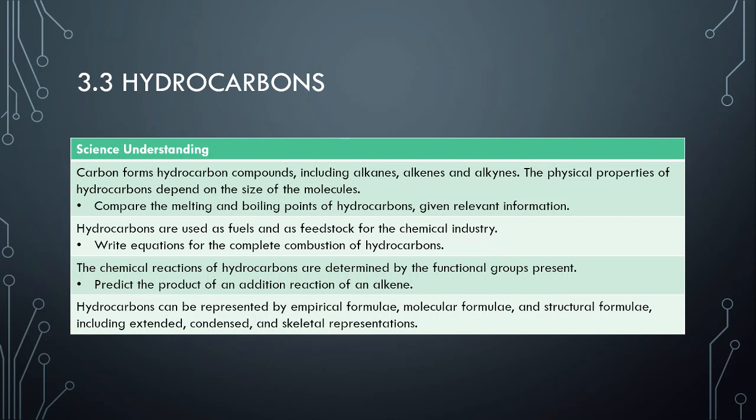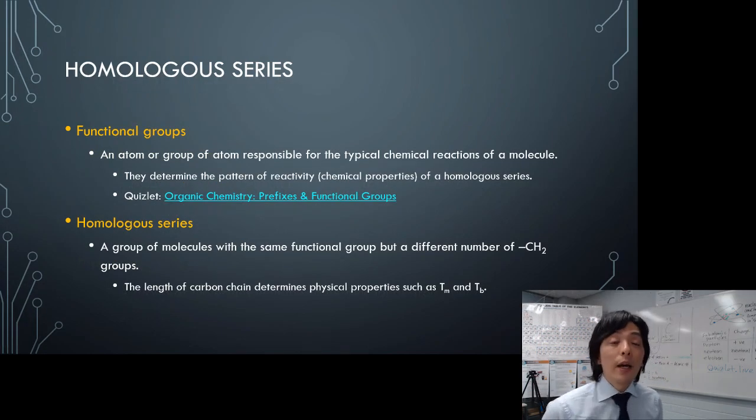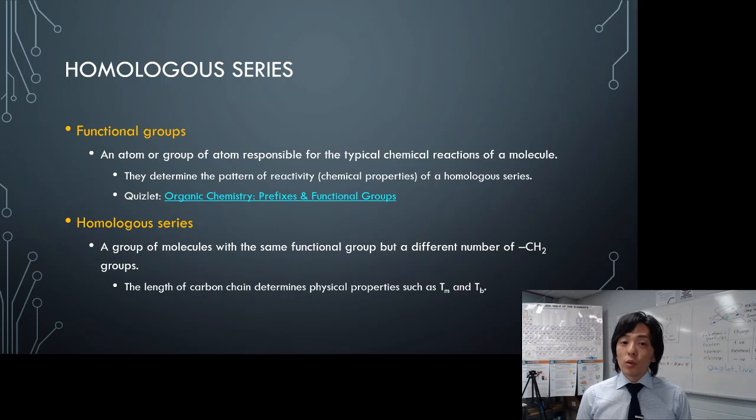Now, before we move on, I think it's a good idea for us to look at what is meant by functional group. I'll also look at homologous group. I'll introduce alkanes and alkenes here. All right, firstly, what is meant by functional group. It's an atom or group of atoms responsible for the typical chemical reaction of a chemical. Now, this is a definition, so you better write that down. They determine the pattern of reactivity, the chemical properties of a homologous series.